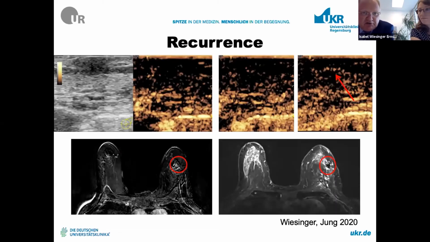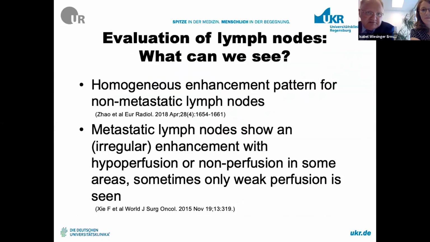What about recurrence evaluation in combination with MRI? After successful chemotherapy, there should be no enhancement from the MRI, but in this case, you have a little enhancement at the margin, and you have the same resolution from high resolution contrast enhanced ultrasound. Typical for residual tumors is a nodular marginal enhancement.